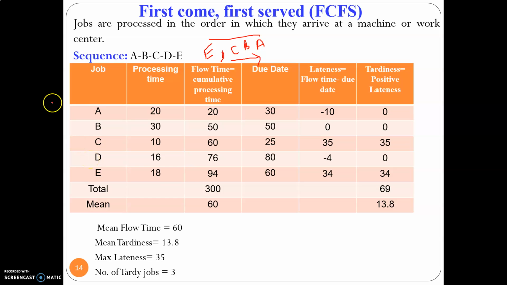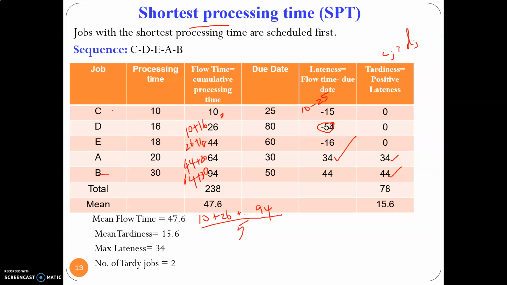So the first step is we have to find the sequence depending upon the rule we are going to use. Then once you find the sequence, the process is the same. Similar to the SPT rule, once we find the sequence, we arrange the jobs in that particular sequence. Then we wrote the corresponding processing time and the due date. Then we found the cumulative processing time for each job, that is nothing but your completion time or flow time. Then we determine the lateness and tardiness. Finally, we found the mean flow time.